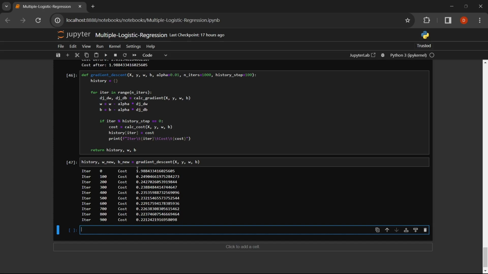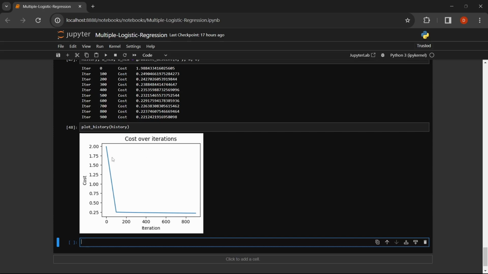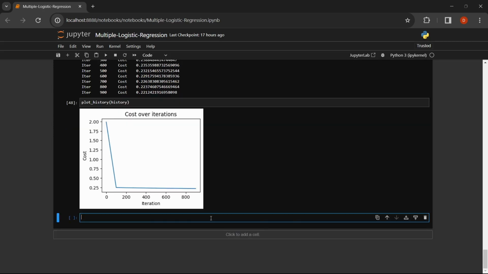Alright, so it looks like we started off with a cost of around 2 and then almost immediately dropped down to our minimum cost. So let's visualize this on a history plot. And just like what we saw above, we started off with a high cost, dropped off immediately, and leveled off at a minimum of around 0.2. So now let's plot what these results look like.